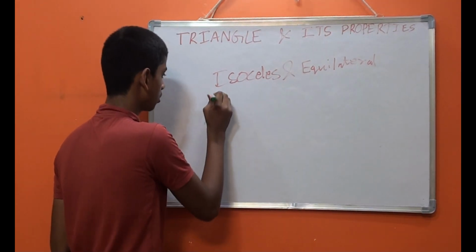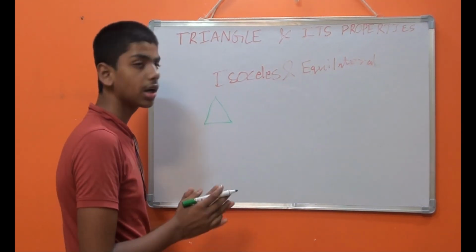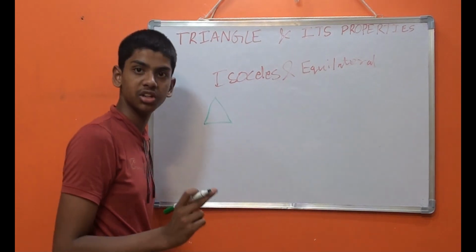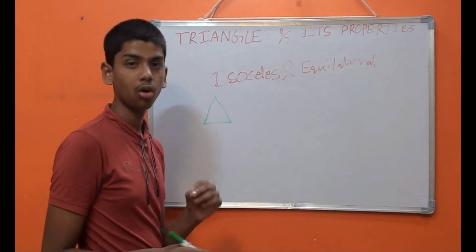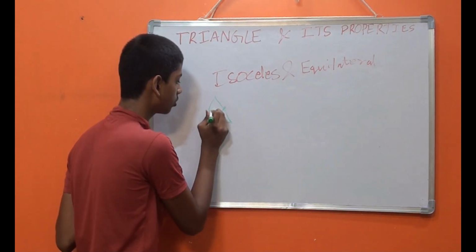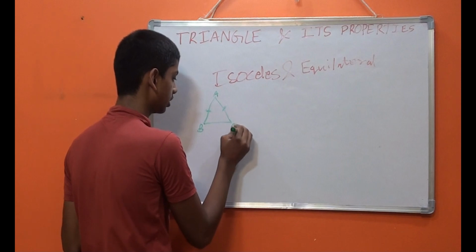Now here we have a triangle. If this triangle is considered an isosceles triangle, it should follow a rule, which is that this side should equal this side. We will take this as A, this as B and this as C.